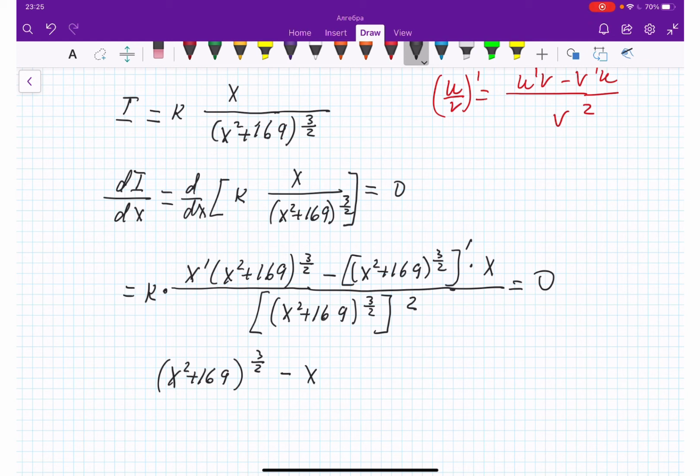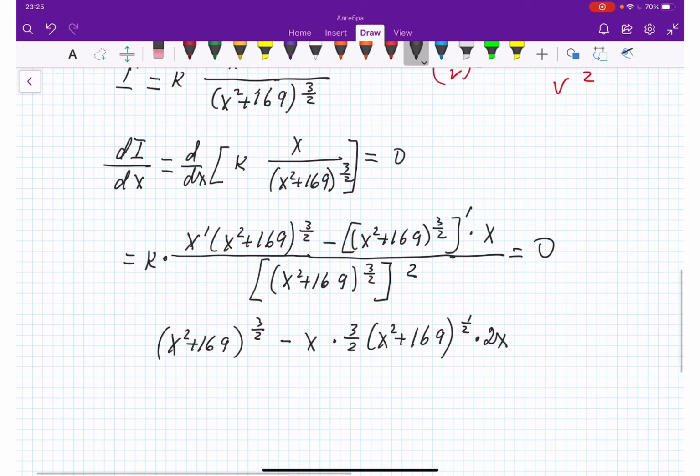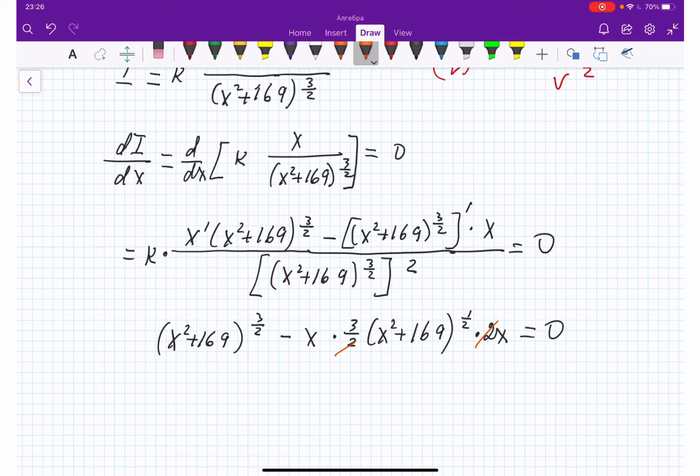It's gonna be chain rule. 3 over 2 x squared plus 169 to power 1 over 2, right? Minus 1 we did. And then we are getting inside, taking derivative of x squared plus 169. Derivative of x squared is 2x. Derivative of 169 is 0. Okay, so I'm canceling this 2 in denominator and 2 is here. And what is next gonna be?